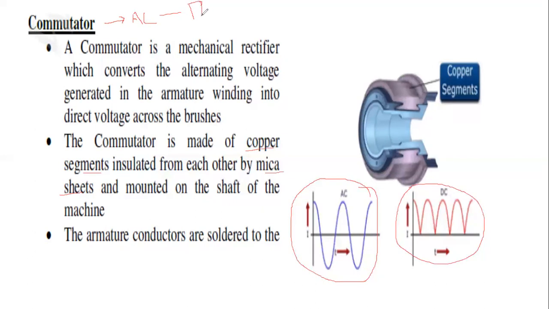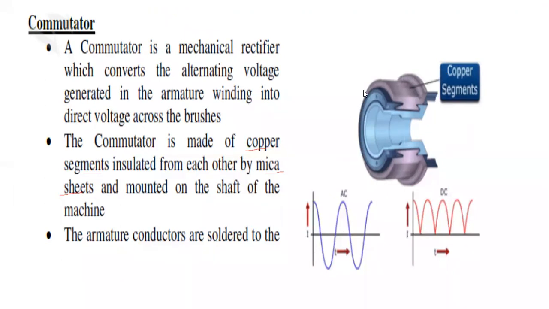It is the rotating part of this machine. The armature, commutator and shaft are the rotating parts of this machine. The main purpose of this commutator is to convert AC to DC. That means alternating voltage is converted to direct voltage by using this commutator. This is the purpose of a commutator.